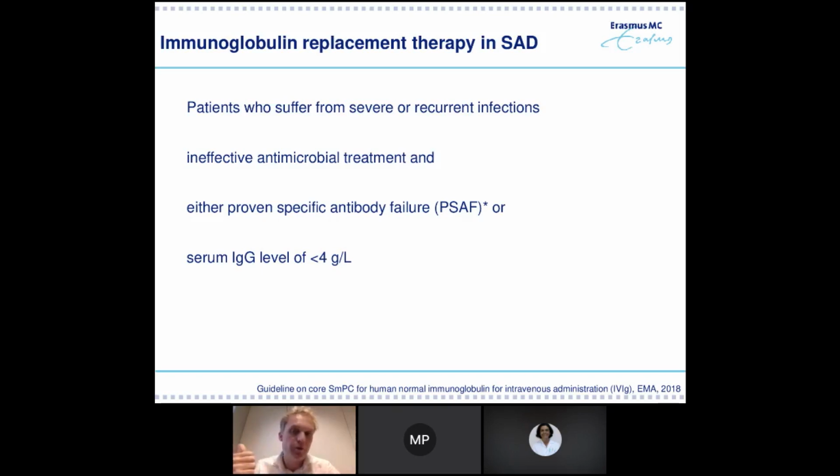So these are for patients who suffer from severe or recurrent infections, who have ineffective antimicrobial treatment, and proven specific antibody function failure, or serum IgG levels below 4 grams per liter. So these are the international advices on when to administer immunoglobulin replacement therapy in patients with secondary antibody deficiency. So they have to fail on antibiotics. They should have a proven specific antibody deficiency or low levels of IgG.